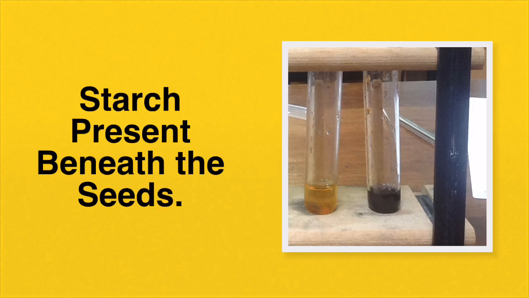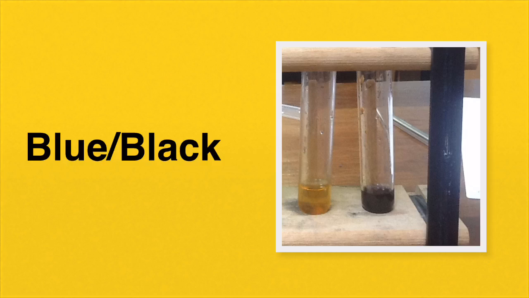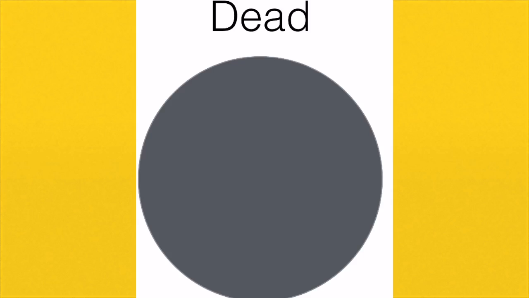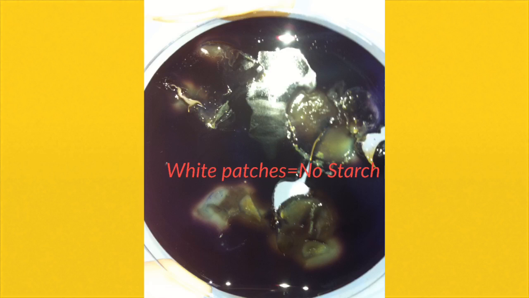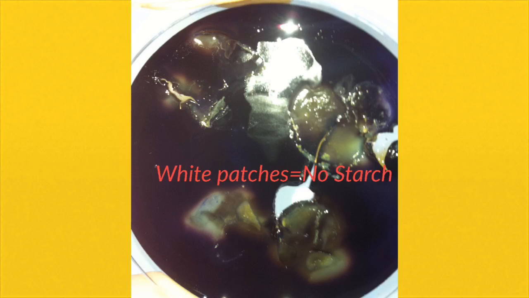Blue-black is a positive result for starch when flooded with iodine. As the boiled seeds were dead seeds and there was no enzyme activity, the whole plate tested positive for starch. Comparing these with the live seeds, which did contain those amylase enzymes, the amylase broke down the starch directly beneath the seeds, and this resulted in a negative result for starch.